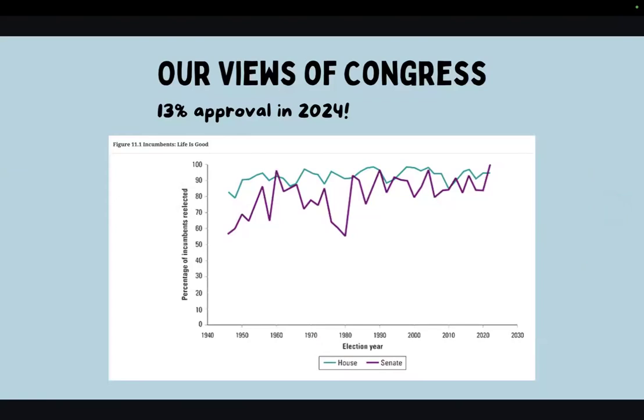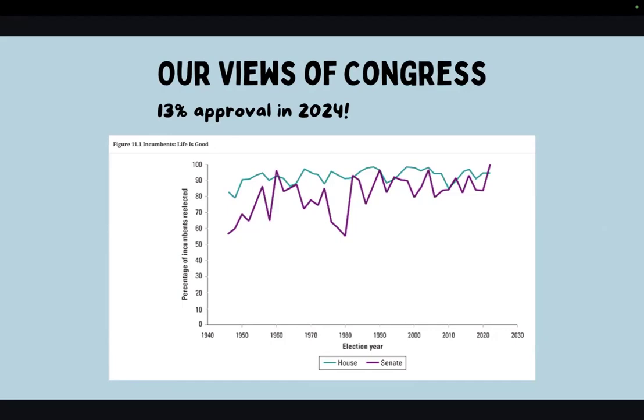America does not have great views of Congress, unfortunately. But we like our individual representatives and senators, generally speaking. So that's what this chart shows. There was only 13% approval of Congress overall in 2024.